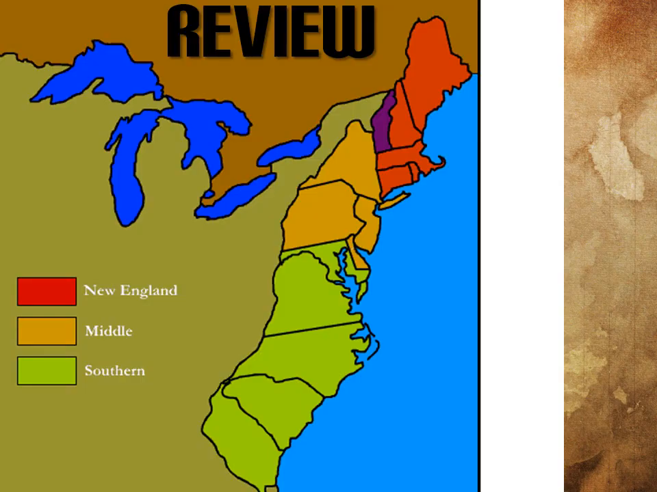So, quickly in review, you need to know that there are three main regions in the 13 colonies, based on really their geography, the land, and their climate. The three regions are the New England region, the middle region known as the breadbasket, and the southern region. Each region made money based on their geography or the type of land they were living on.